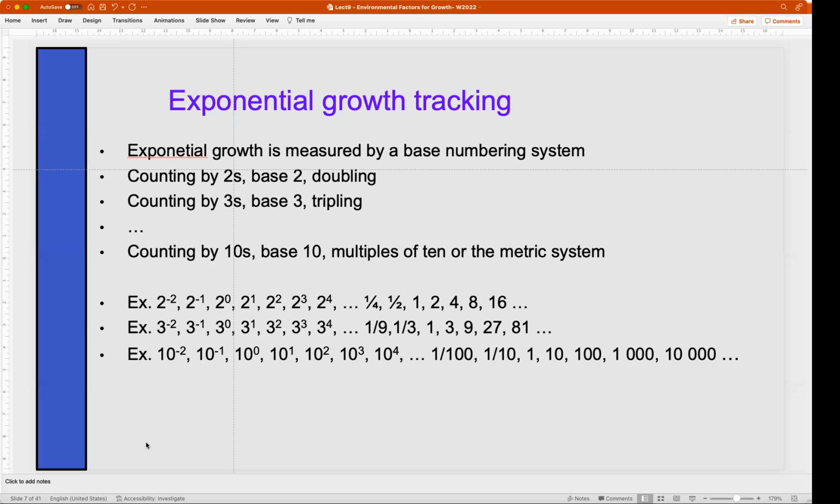And I have the fractions right there: 1/4, 1/2, 1, 2, 4, 8, 16, and it keeps going, doubling every time you go up. If you do it by 3s, it's 1 over 3 squared, 1/9, 1/3, 1, and so on. For base 10s, 10 to the minus 2 is 1 over 10 squared, or 1 over 100, then 1 over 10, 1, 10, 100, 1,000, as you can see on the list there. So you can see that list shows the numbers going up.